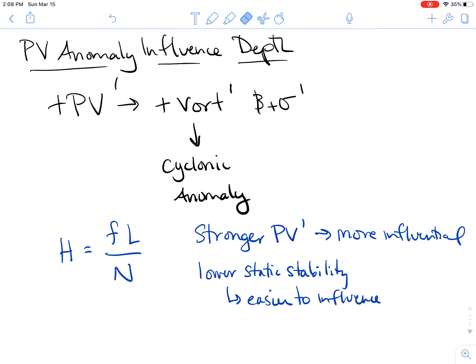So this idea of our PV anomaly influencing a depth of the atmosphere is a very important one that we will continue to discuss when we look at cross-sections of the atmosphere relative to this idea of a PV anomaly, as well as the life cycle of our mid-latitude cyclones.